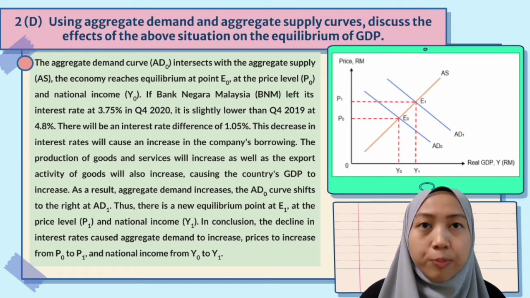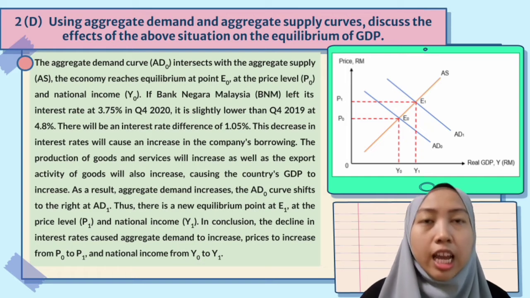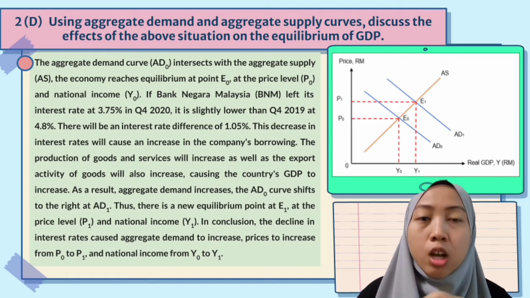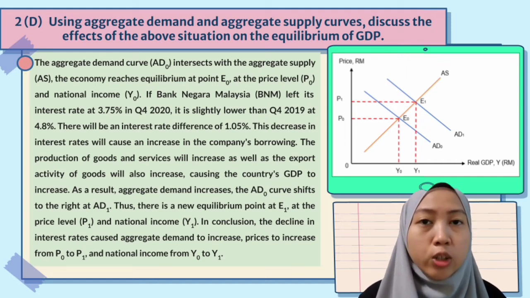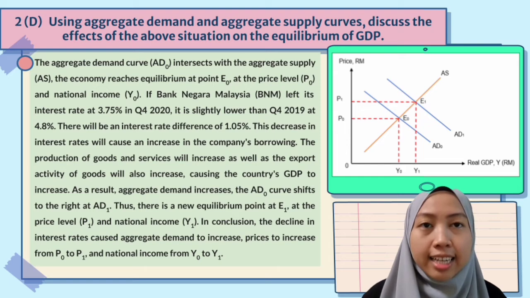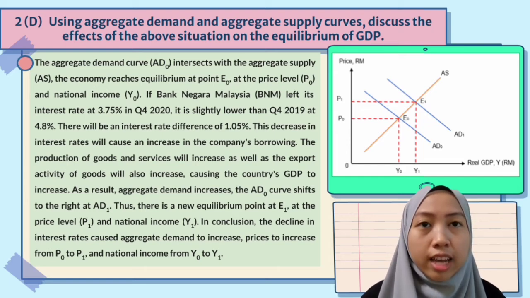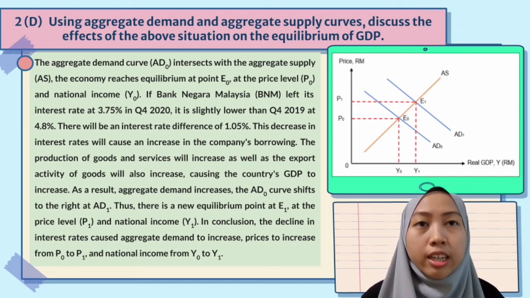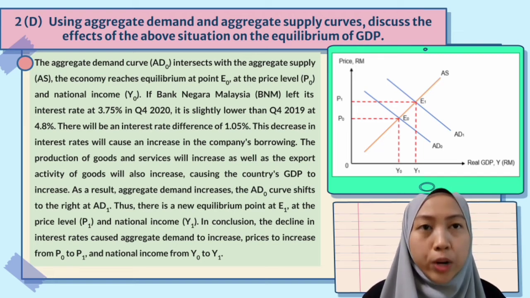As a result, aggregate demand increases, and the AD0 curve shifts to the right to AD1. Thus, there is a new equilibrium point at E1 at the price level P1 and national income Y1. So in conclusion, the decline in interest rate caused aggregate demand to increase, price to increase from P0 to P1, and national income from Y0 to Y1.